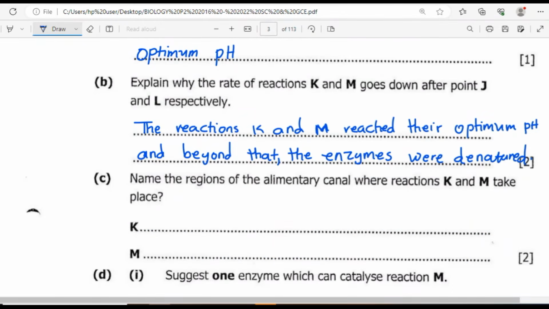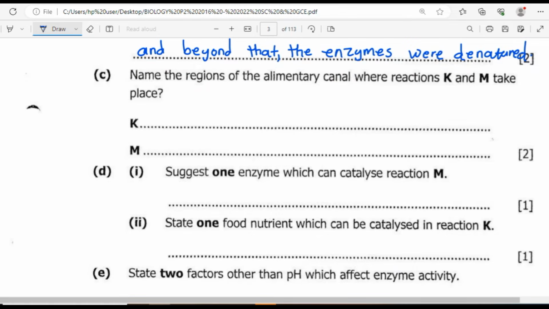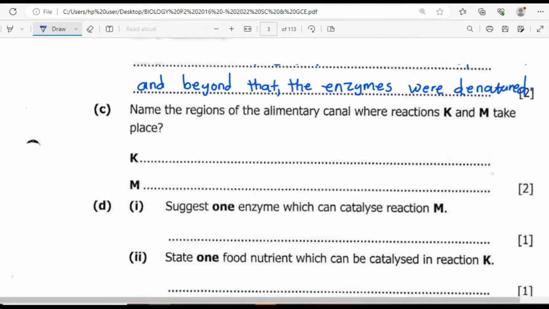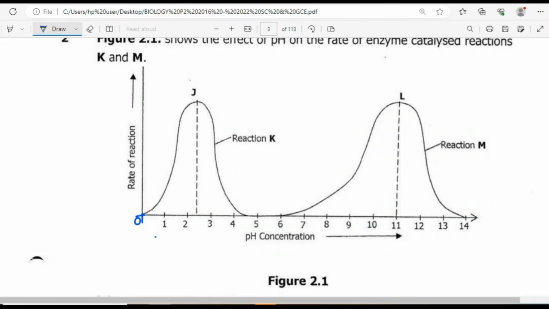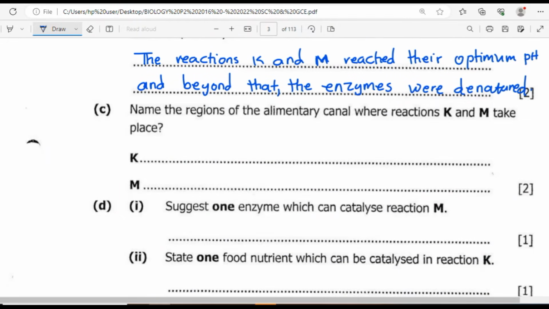Okay, so now let's move on to question C. Name the regions of the alimentary canal where reactions K and M take place. So let's go back. K is in acidic medium because of the numbers. M is in basic or alkaline medium. Okay, so K, acidic. Which region of the alimentary canal has the acidic medium? So that is the stomach.